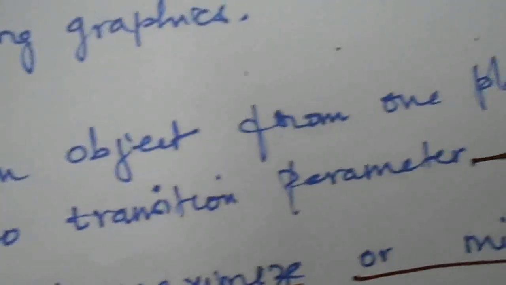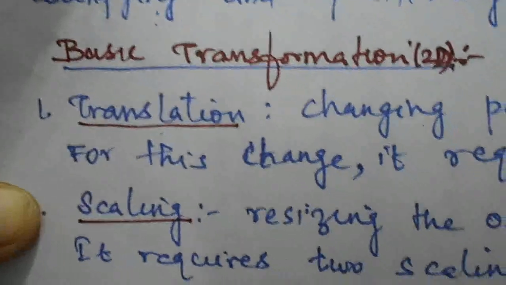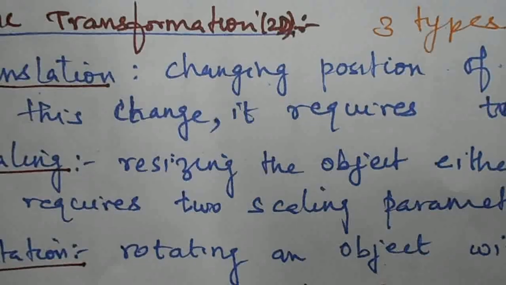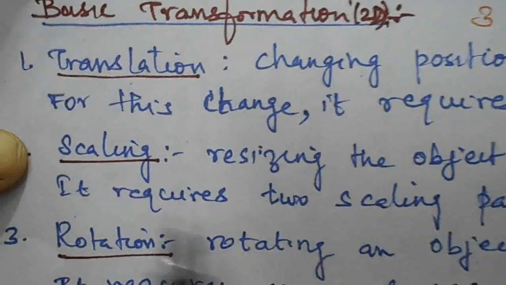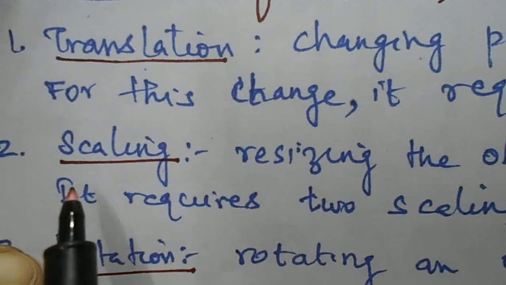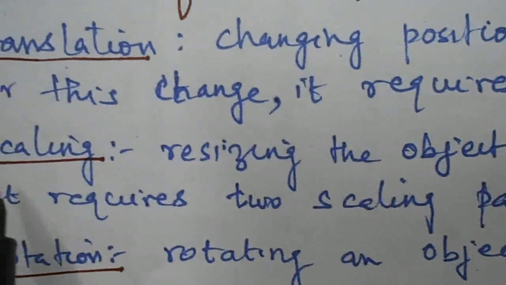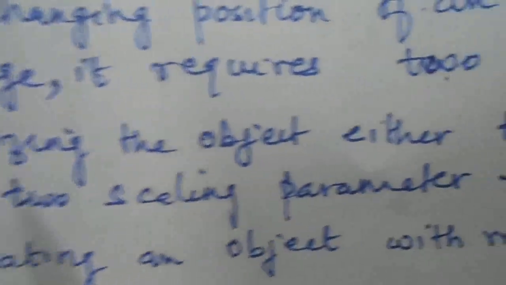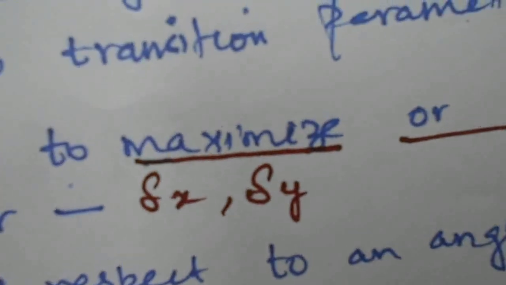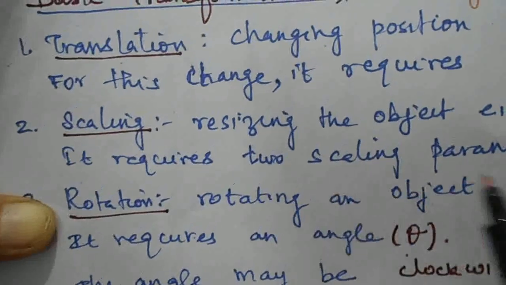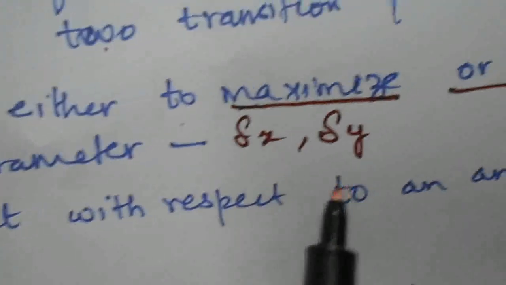Translation is the process of moving an object from one place to another. For this change, it requires two parameters, called translation parameters. One is called Tx, another one is Ty. Next transformation, scaling. Scaling is resizing of an object, either maximize or minimize. It also requires scaling parameters. One is Sx, another one is Sy.